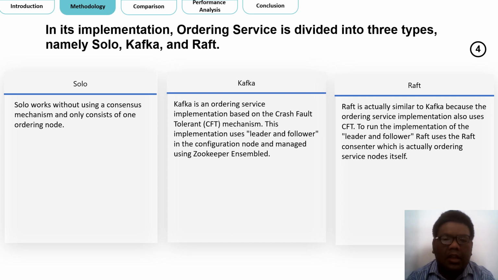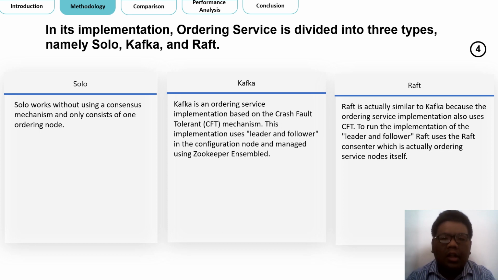In its implementation, the ordering service node is divided into three types, namely Solo, Kafka, and Raft. Solo is an implementation of the ordering service node only to test the blockchain created. Solo works without a consensus mechanism and only consists of one ordering node. Kafka is an ordering service implementation based on the crash fault tolerant mechanism, where the process will continue even when some of the existing nodes experience a failure, as long as N/2 plus 1 nodes can still run. This implementation uses leaders and followers in the node configuration and is managed using a Zookeeper ensemble.